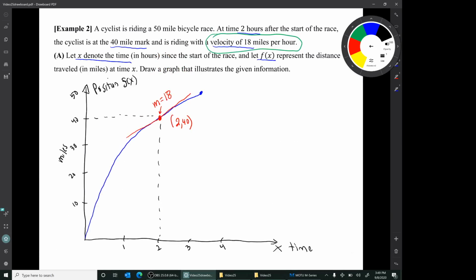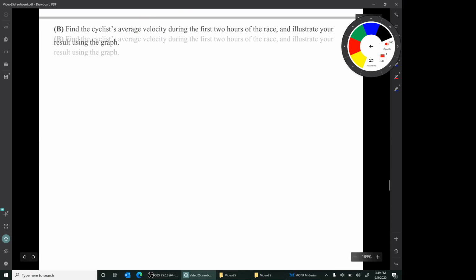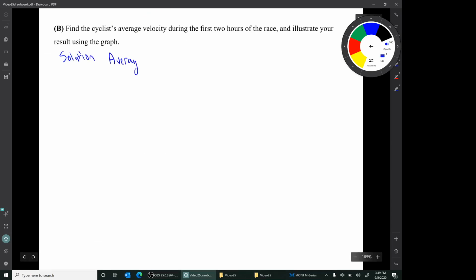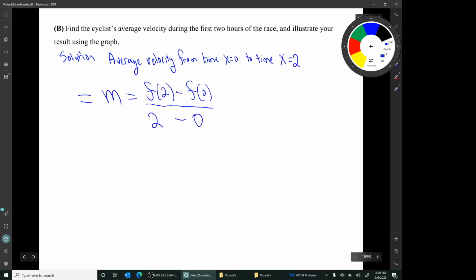We're told that at time 2 hours into the race, the cyclist is at the 40-mile mark. So in 2 hours, the cyclist has ridden 40 miles. That means their average velocity would be 20 miles per hour. But let's do this the official way, using the average velocity calculation. So there's the official way of setting up the average velocity calculation.